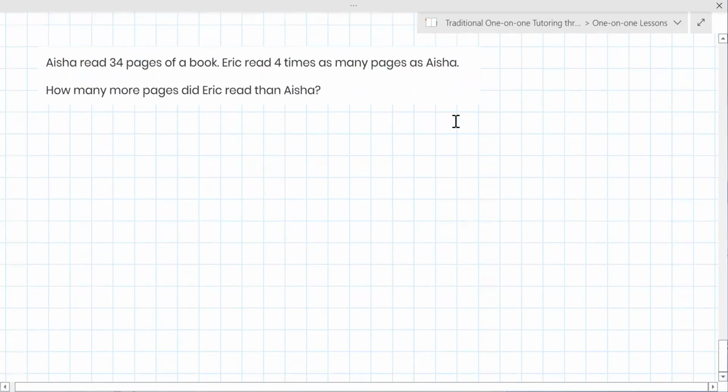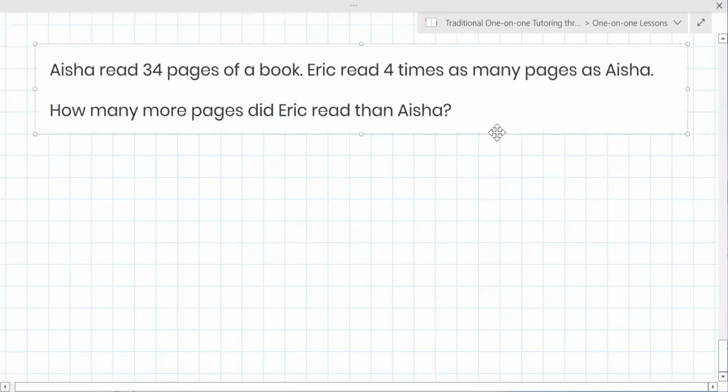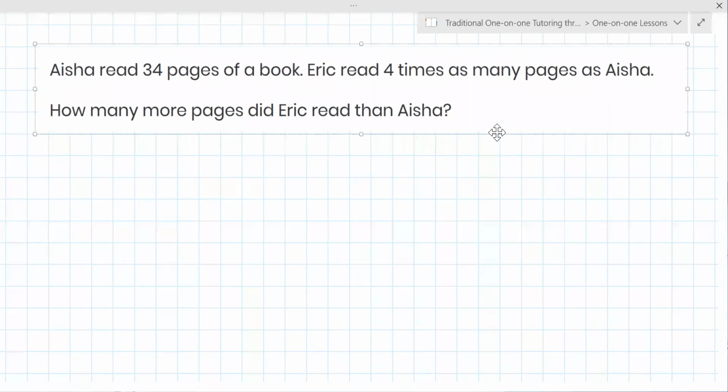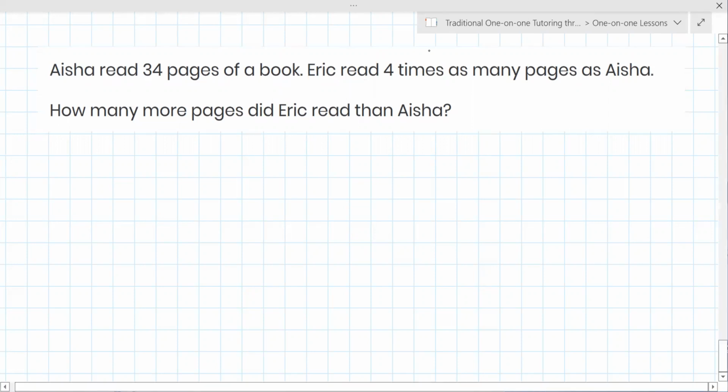Okay, can you read this out loud for us, please? And you can just say A, or it's Isha, I guess, but you can say just the letter A if you want. A read 34 pages of a book. Eric read 4 times as many pages as A. How many pages did Eric read then? Good. So Isha read 34 pages of a book, but Eric read 4 times as many.